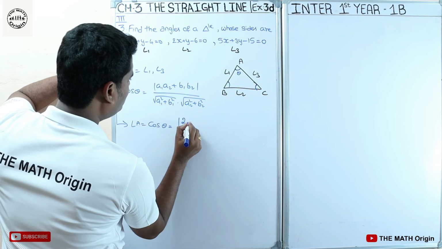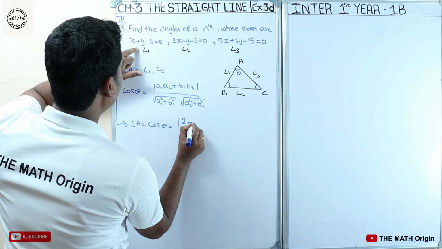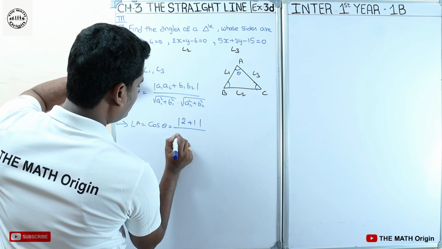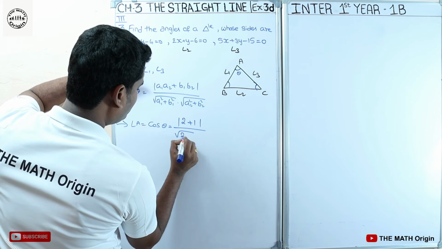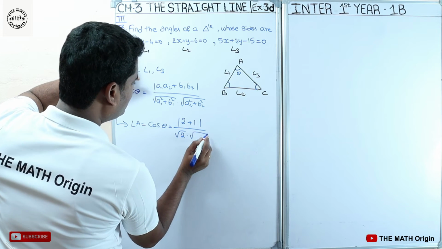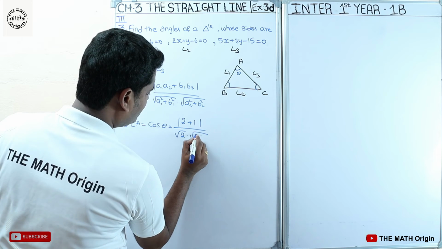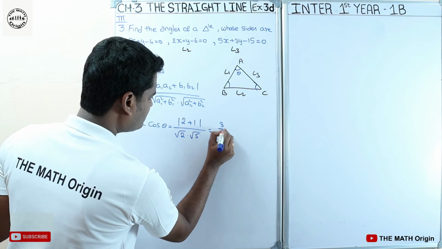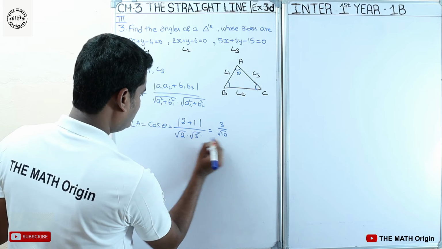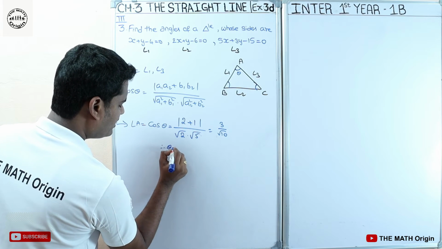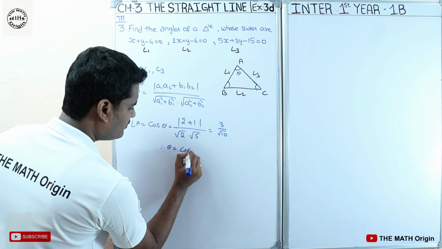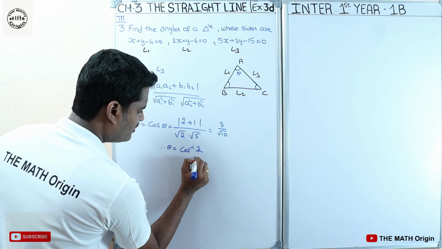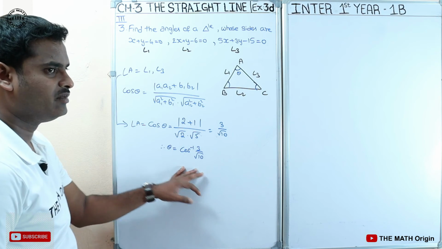1 into 2 plus B1 into 1, divided by root of A1 square plus B1 square, 1 plus 1, into root of 4 plus 1, which is 5. Therefore that is equal to 3 by root 10. Therefore theta is equal to cos inverse 3 by root 10. That is angle A.